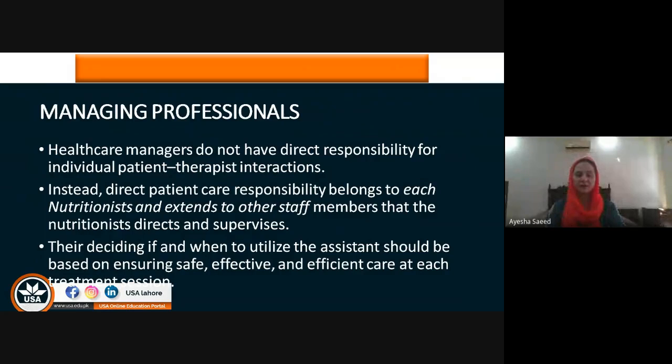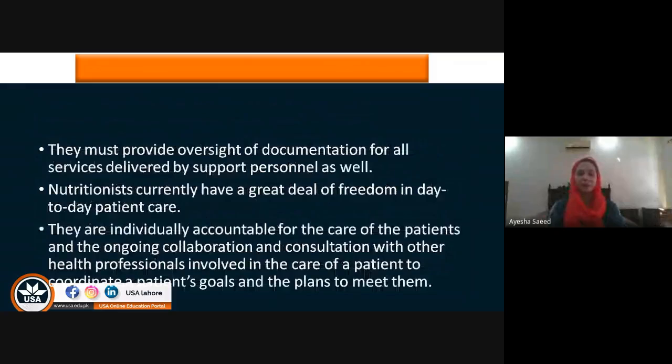So it is their responsibility to ensure that safe and efficient care is provided to the patient, and the assistants are completely supervised and guided in providing that treatment. The healthcare managers must provide an oversight of documentation for all services delivered by support personnel as well. So this is one of the responsibilities of the manager, that they monitor the documentation process for all the people that are involved in the health of the patient.